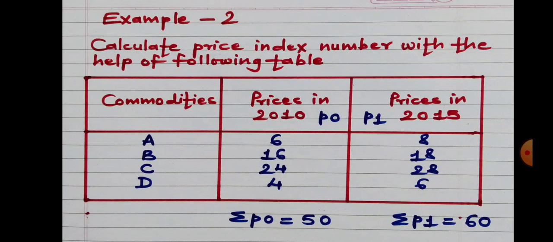What is our first step? We have to find out sigma P0, the summation of all prices in the base year. So 6 plus 16 plus 24 plus 4, we get sigma P0 is equal to 50. Now the second step is to find out sigma P1, the summation of all prices in the current year. So 8 plus 18 plus 28 plus 6, we get 60. So sigma P1 is equal to 60.